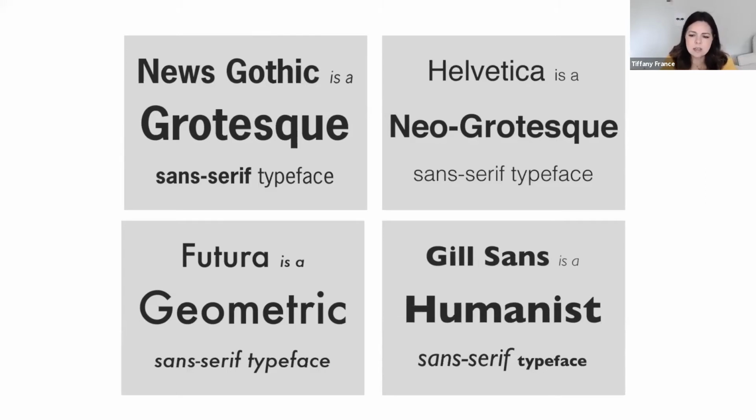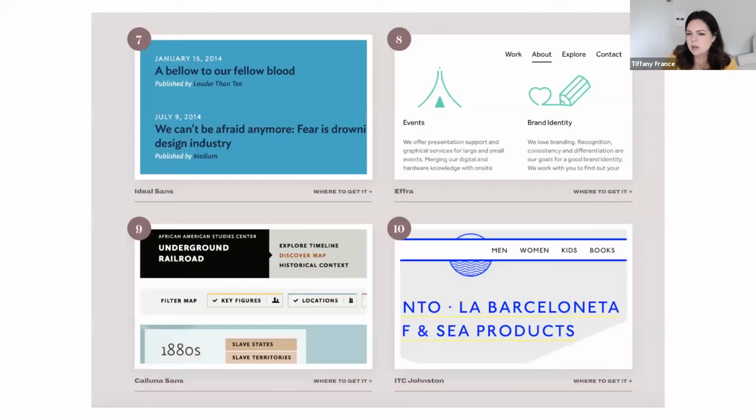Gill Sans is a humanist font, and these are the more popular fonts that you see now. This is a more modern feel, a more friendly, approachable feel. So the humanist fonts, again, are really the fonts that you see most people using for their projects nowadays. It has a very modern feel to it.